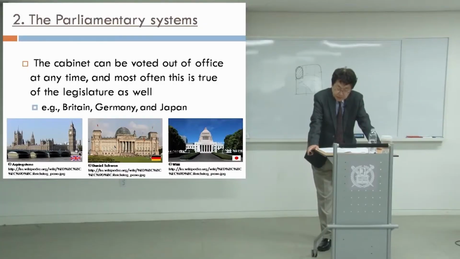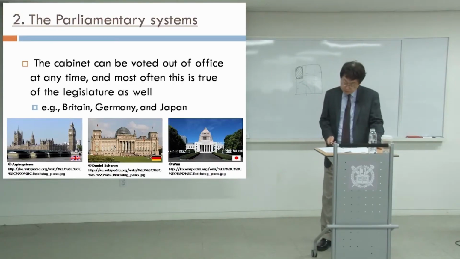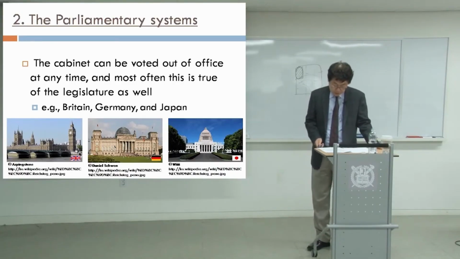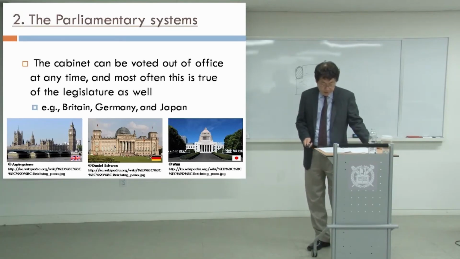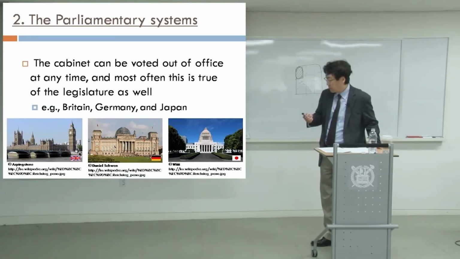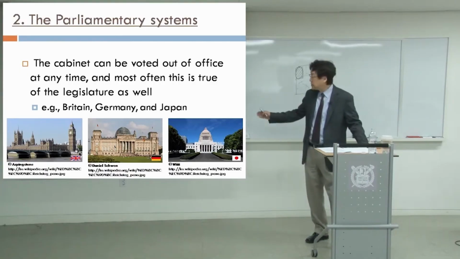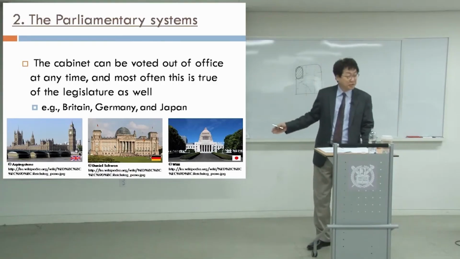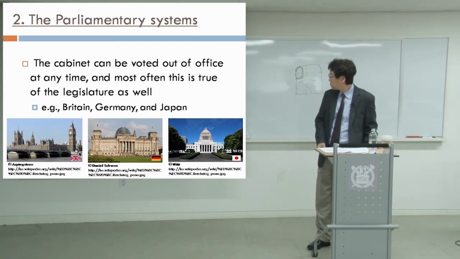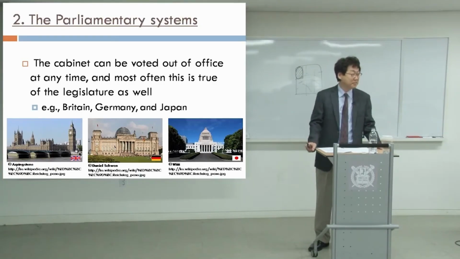And the examples of the parliamentary system include Britain, Germany, and Japan, among many others. Maybe I have pictures. Basically, photos of parliaments of Britain, Germany, and Japan, since we are discussing parliamentary system.